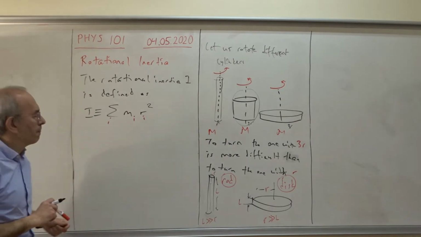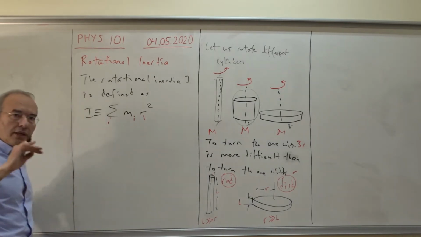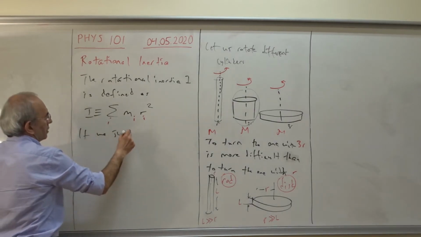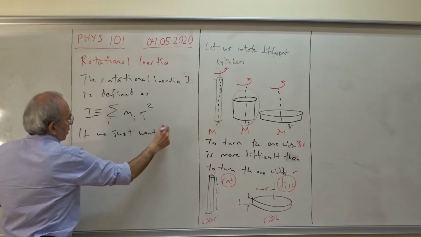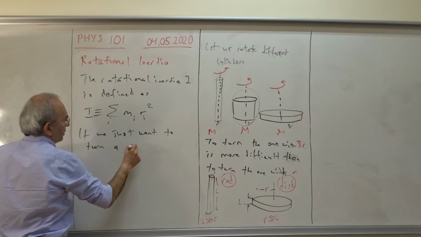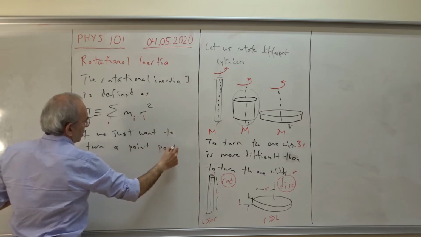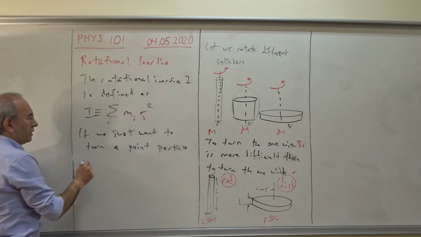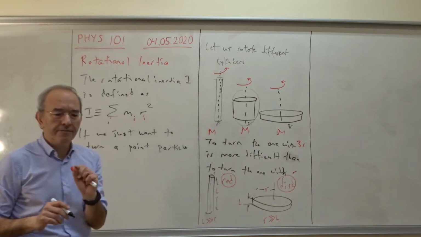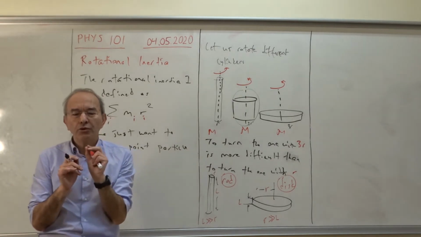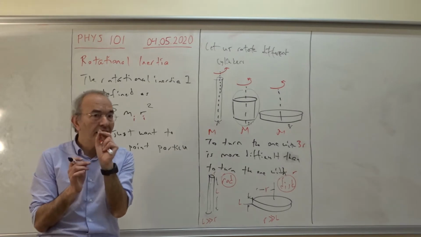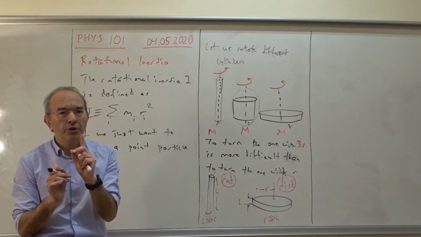For example, if it were only a point particle, if we just want to turn a point particle, let's say m_i, very, very little. Point particle means it has a mass, but it occupies a very little volume, just like a point. So the volume it occupies is very little, so we can take it as a point particle.